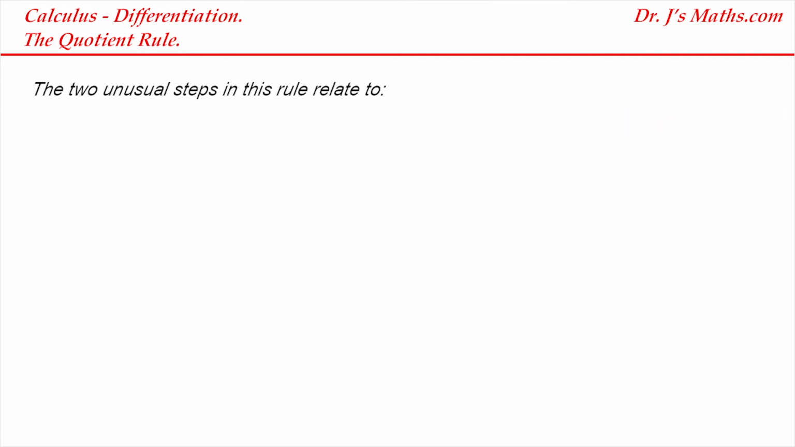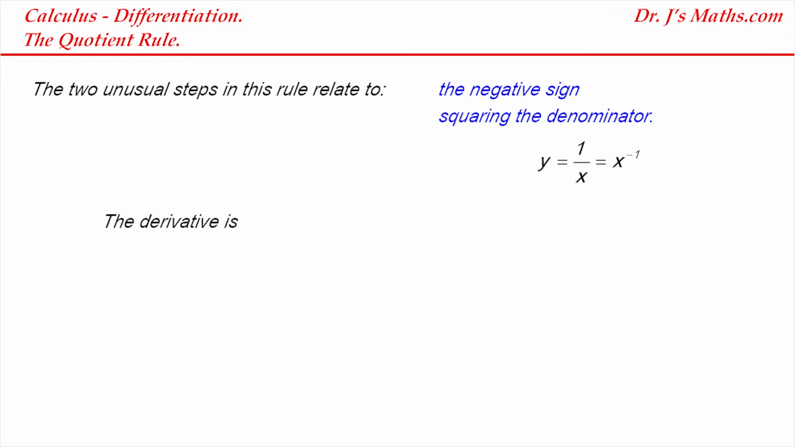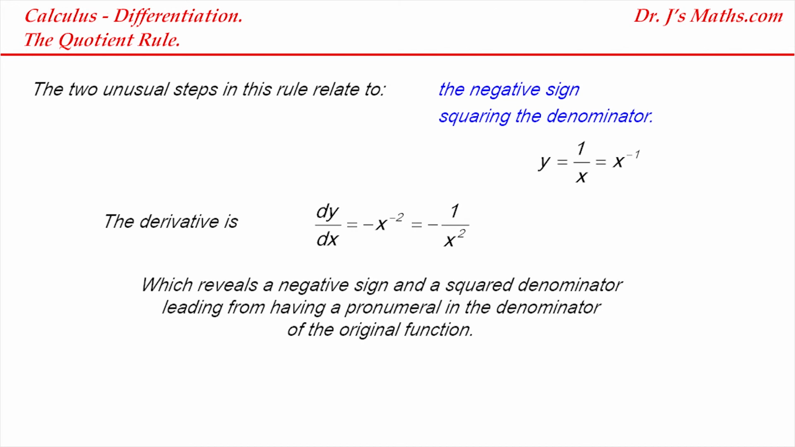And we said as we went through that there were two unusual steps in this rule, and they related to the negative sign and also to squaring the denominator. Now both of these results are explainable by referencing the derivative of y equals 1 over x. With the quotient rule we used an x term in the denominator, and now we write the 1 over x as x to the minus 1. So the derivative is, bring down the minus to the front, minus x, take 1 off the index, minus 2, so we can write that as minus 1 over x squared. So we can see from this little example we have a negative sign now produced and also a squared denominator, and that's all leading from having a pronumeral in the denominator of the original function. So our steps were quite explainable.